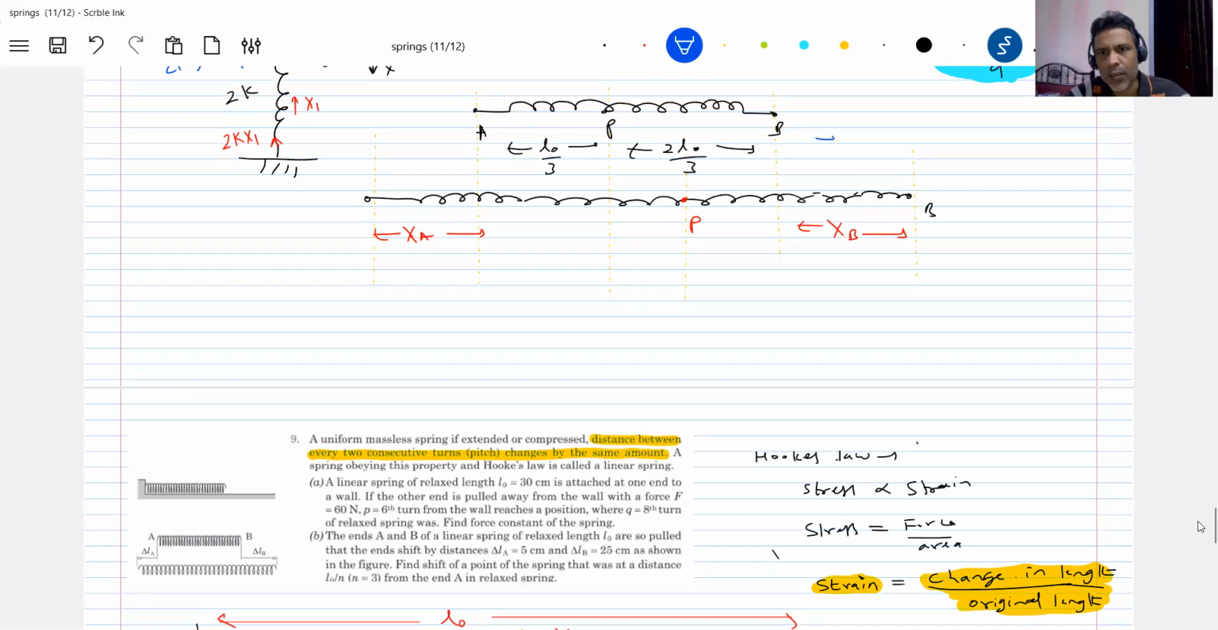Anything directed towards the right, I'll take as positive. Okay, now let's analyze. I'm not sure about the displacement of the point P, so we don't put a sign. The change in length of AP by original length should be equal to the change in length of BP by original length. That is nothing but the strain in one part of the string should be equal to the strain in the other part. The core idea, the property of a spring.